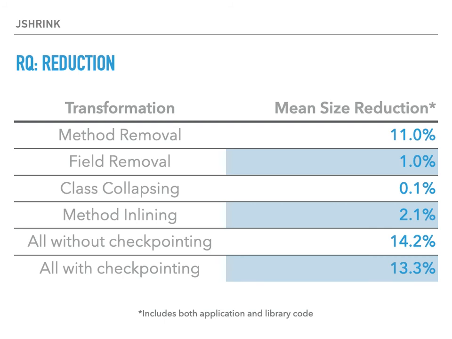For our first research question, reduction, we found that the method removal transformation applies the greatest reduction at 11%. Then method inlining, followed by field removal. Class collapsing achieves 0.1%, which is rather low and disappointing considering the engineering complexity of that transformation. Applying all the transformations without checkpointing, we achieve a 14.2% reduction across the set, and with checkpointing a 13.3% reduction, thus showing there is a cost in applying checkpointing.